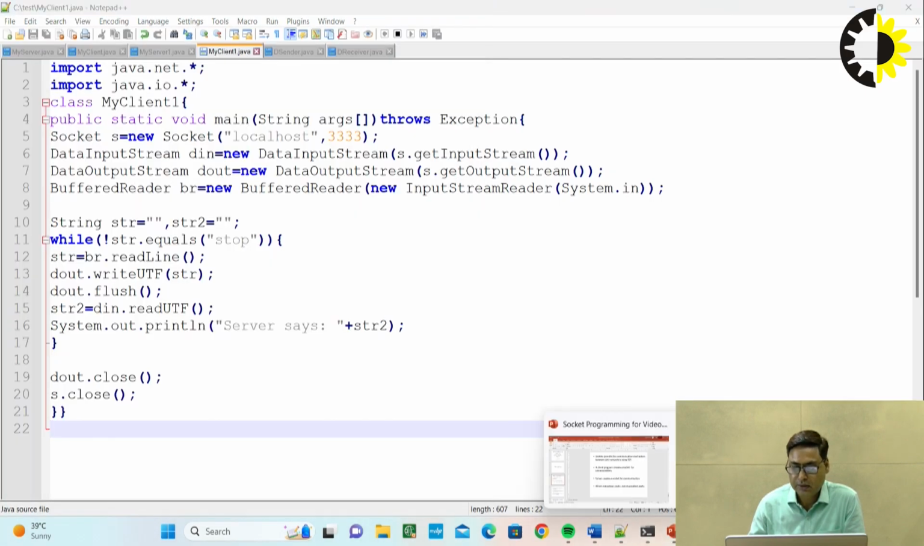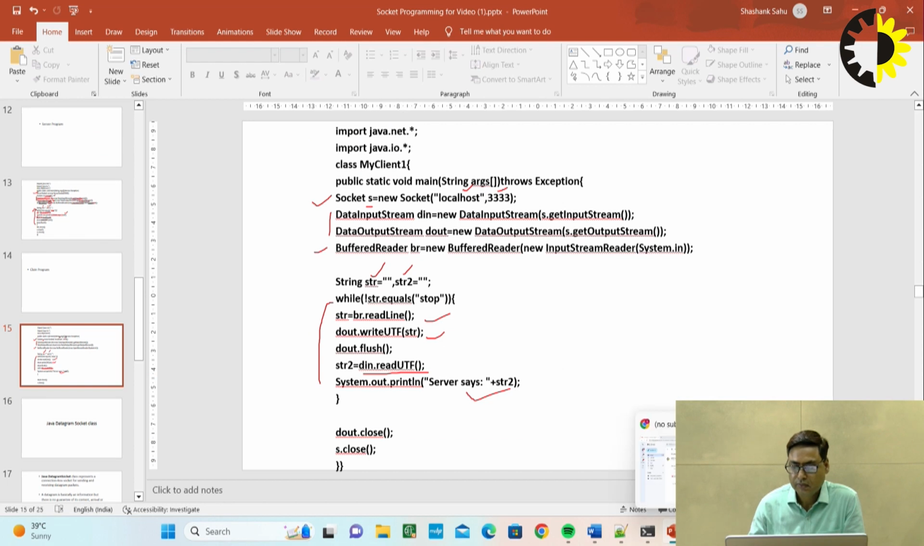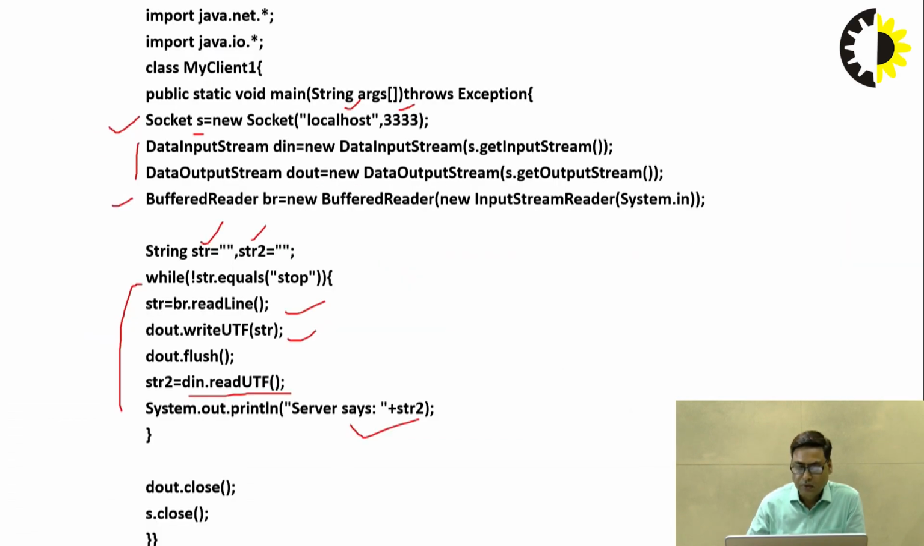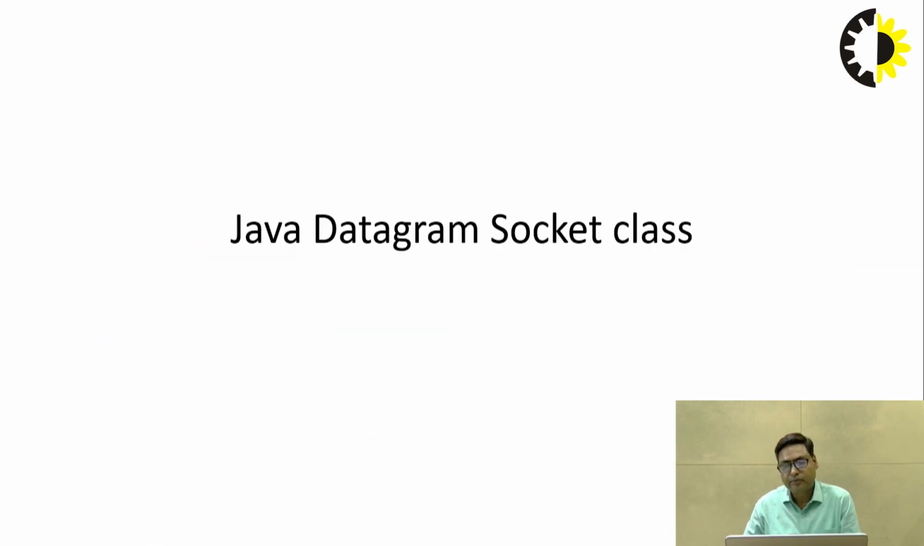So next, I am going to discuss Datagram socket classes. Previously I discussed TCP, that is connection oriented socket programming, and now I am going to discuss Datagram socket programming. It is connectionless socket programming, connectionless communication between client and server.